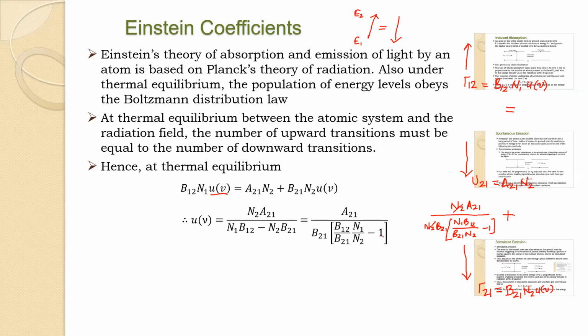Here N1 by N2 is the ratio of populations. That ratio can be obtained using Boltzmann's equation.